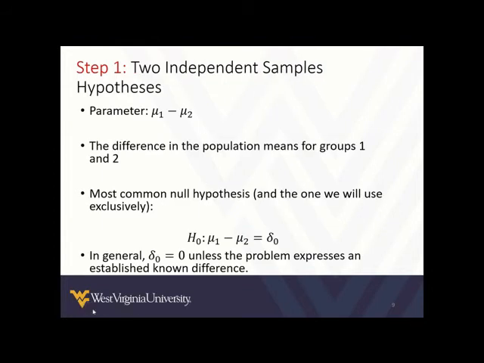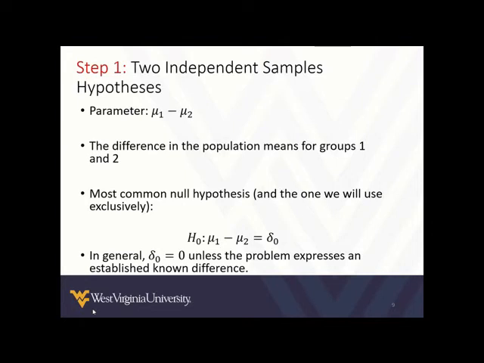Now let's also consider writing our hypothesis, still looking at step one. Our parameter of interest will be mu1 minus mu2, that is the difference of population average 1 minus the average of population 2. Most commonly, our null hypothesis will be written as mu1 minus mu2 equals some delta naught. In general, for this class, delta naught will be equal to 0. The only exception is if the problem expresses an established known difference.